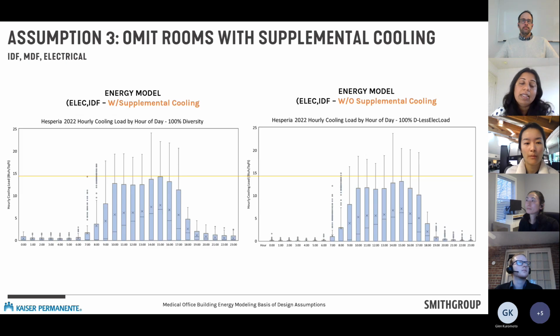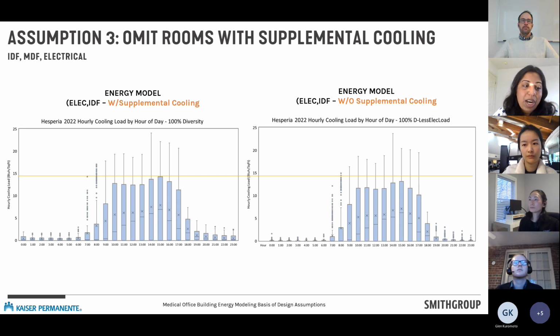Okay, moving on. The other thing we omitted was any rooms with supplemental cooling. The IDF, MDF, and electrical rooms in this project had primary air supply from the air handling unit, but also had supplemental cooling using DX small package systems. So it was hard to understand why our building load was so high. Hence, any rooms with supplemental cooling were removed.